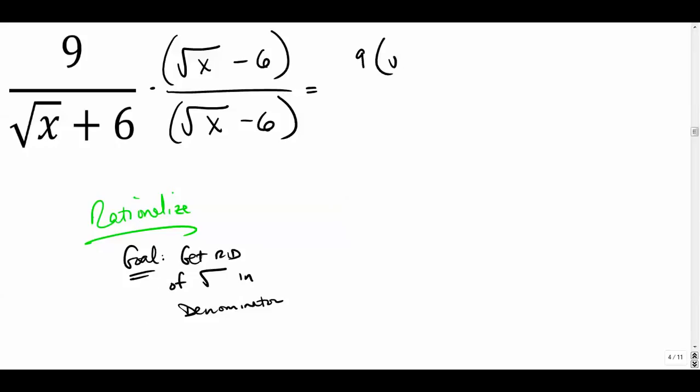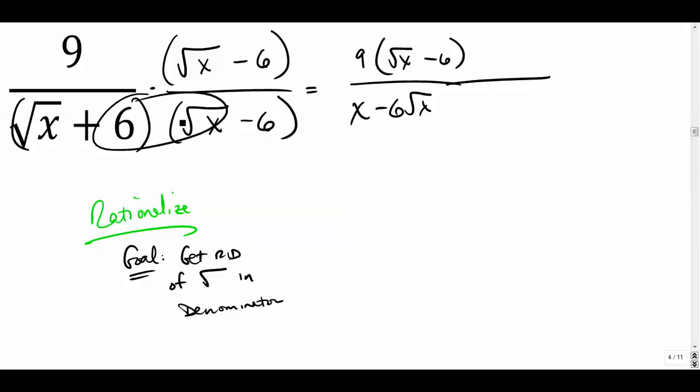We have 9 times the quantity radical x minus 6. And on the bottom, we're going to FOIL. We go first times first, which is x. Take this term times this term, you get x. Then outside, negative 6 times radical x, and we get negative 6 radical x. The inside terms, positive 6 radical x. And the last term's negative 36.